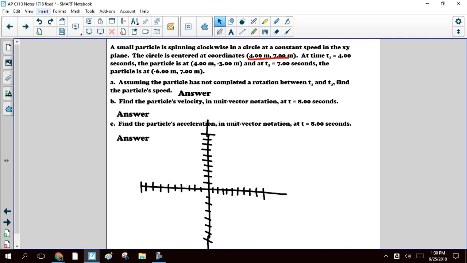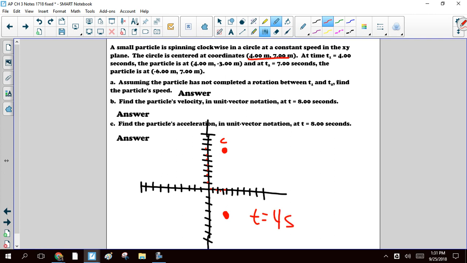Okay, so I made an xy axis here, and I just sort of marked off by ones. So our center is at the point 4, 7. So 1, 2, 3, 4. 1, 2, 3, 4, 5, 6, 7. So here's my center. All right, it says at time t1 equals 4 seconds, the object is at a point of 4, -3. So that's at t equals 4 seconds.